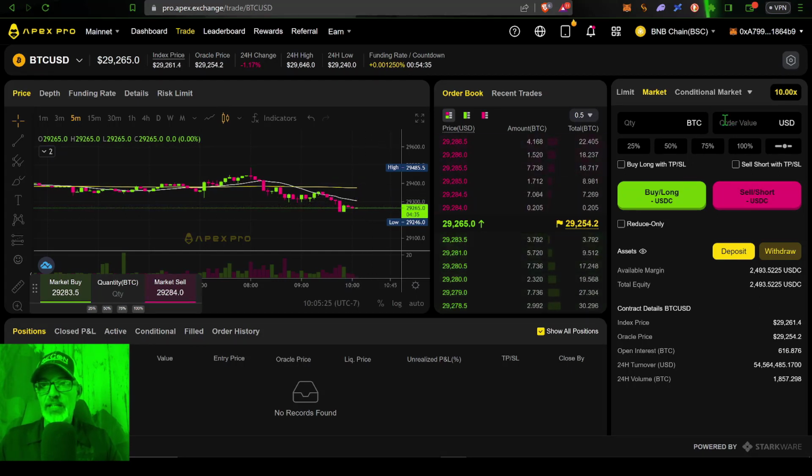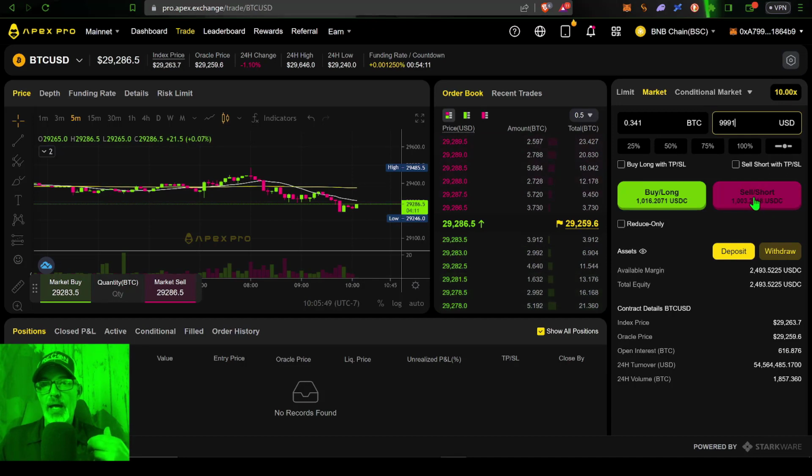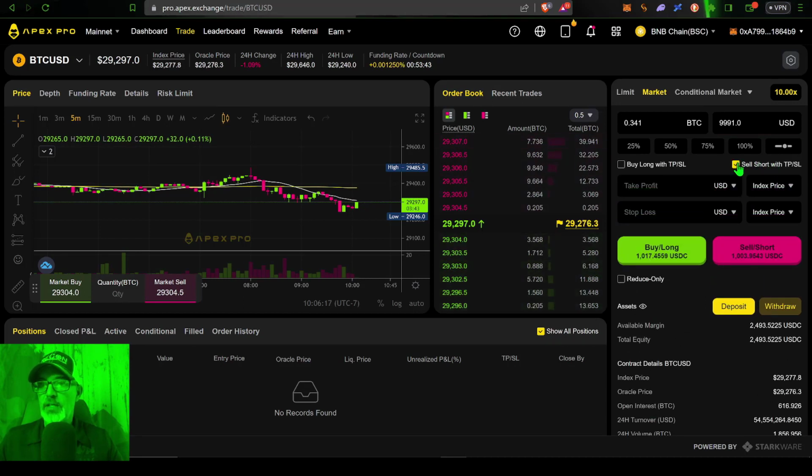So the first thing I need to do is determine how big of a trade I want to put on. In this case, I will put on a $10,000 trade. Now again, using 10x leverage, that's only going to use 1,000 USDC of my actual money. So I have $1,000 worth of margin being put on. Next, I want to check the sell short with take profit. So I give that a click. And now I can set up my take profit and my stop loss price.